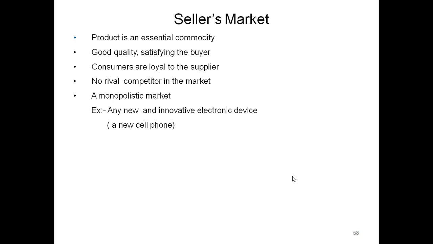The seller in this market is called a bear. In this, buyers are loyal to the seller. Profit is large and demand can be created by artificial storages. Here sellers are few and the seller is a boss. So no rival in the market will be there in a seller's market. It is a monopolist market.